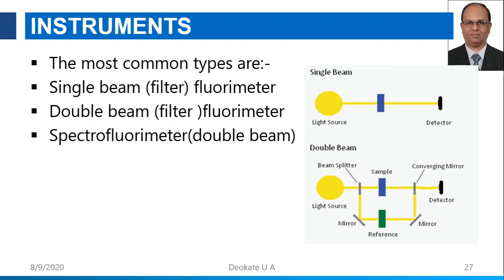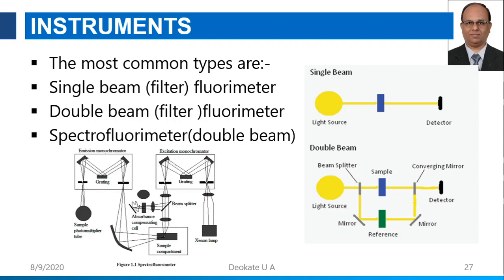But in the case of the double beam, there is a beam splitter which splits the light into two beams. One beam passes continuously through the sample, and the other beam passes through the reference. Here, don't consider the reference as some other substance. The reference is generally the solvent, because we don't want any absorption or fluorescence from it. So the effect of the solvent is nullified by using these double beam instruments. Then there is a combiner, or we can have two detector systems also. So this is the single beam filter fluorometer or double beam filter fluorometer.